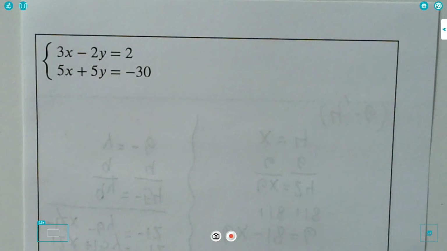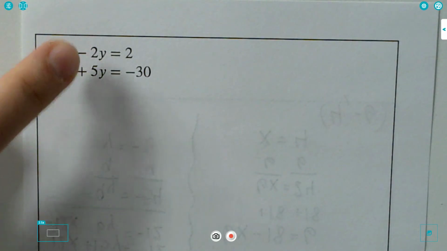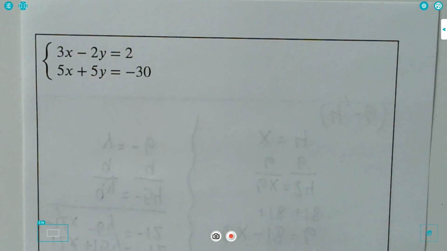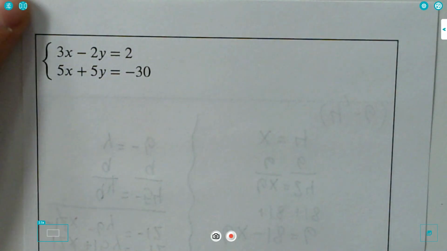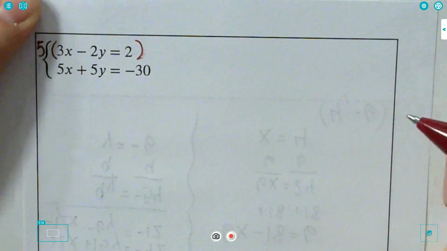Why is it going to be easier to do y's instead of x's in this one? Because on our y's we already have a -2 and a +5. So we can turn these into -10 and +10, and we don't have to multiply by a negative at all in this one. So let's cancel our y's. Plus also I want to do one where we cancel y's. So we're going to multiply our top equation by 5. We'll multiply our bottom equation by 2.